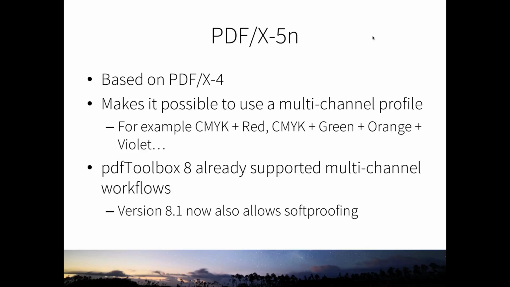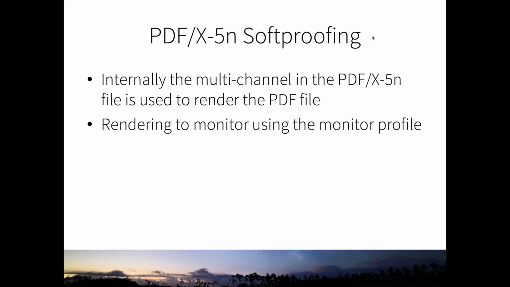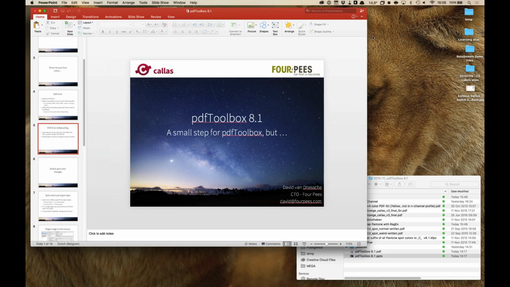So let's start with the section on multi-channel. What we are talking about here is an ISO standard called pdfX5N. We already talked about this standard for pdfToolbox 8 because in the first release of 8, we introduced support to create pdfX5N files. So basically, the ability for pdfToolbox to use a multi-channel profile and convert a CMYK document into that multi-channel color space.